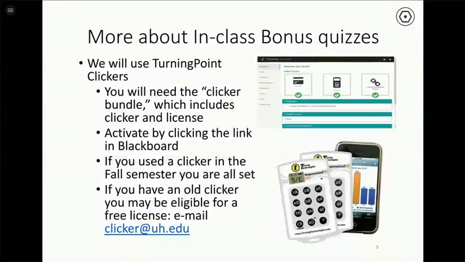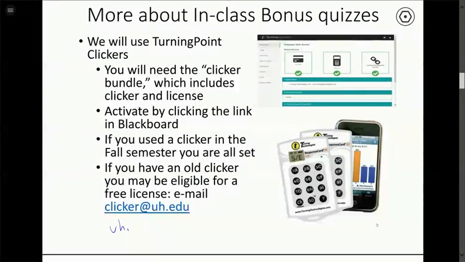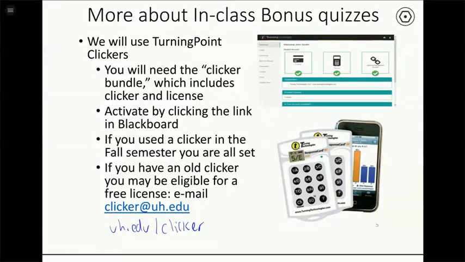I'm a little bit new to this, so I'm not the best source of technical information. So if you have questions about setting up the clicker, there's an email address here, clicker@uh.edu, and there's also a website, I think it's uh.edu/clicker, that has all the information about obtaining and activating your clicker. And the bottom line is, when you go through the activation process, which involves buying the clicker and then logging into the website, there's a link in Blackboard that you can do that. You only have to do it once. You don't have to do it for every single course.